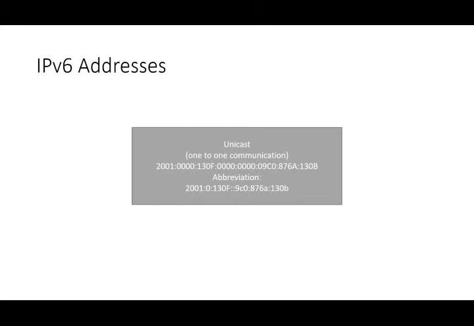But let's take a look at an IPv6 address example. As you will learn, with IPv6 there are multiple address types. One of the most common address types that we work with is unicast. Unicast is used for one-to-one communication. So in this example, we have an IPv6 unicast address, and that address is 2001:0000:130f:0000:0000:009c:0000:876a:130b.